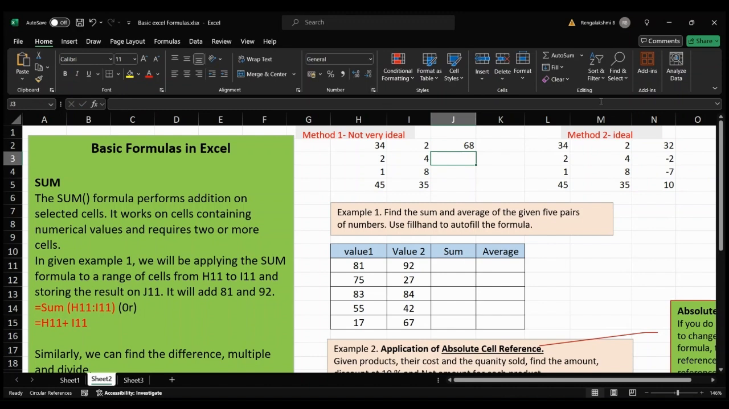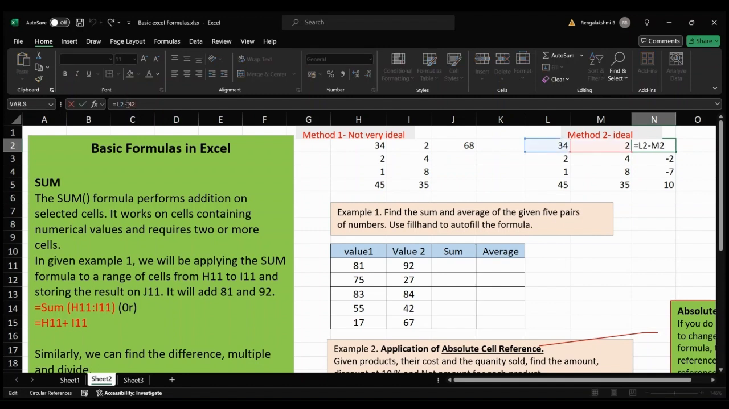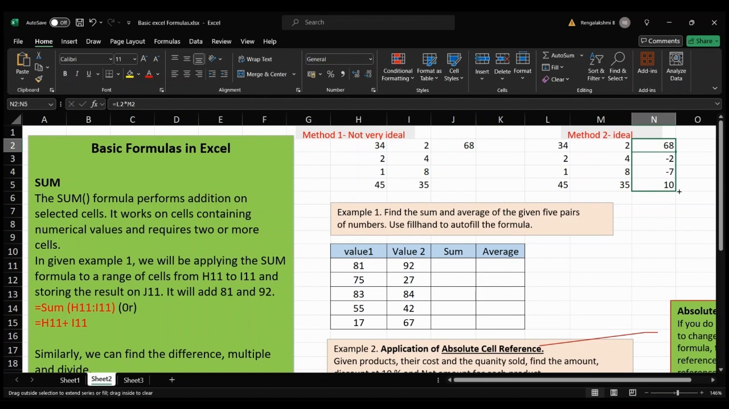And here we'll be doing the same thing, where we have given the cell reference. Instead of minus we'll put the asterisk sign. Okay. And here we got the answer. Now we'll do formula autofill. Okay, we got the answer.